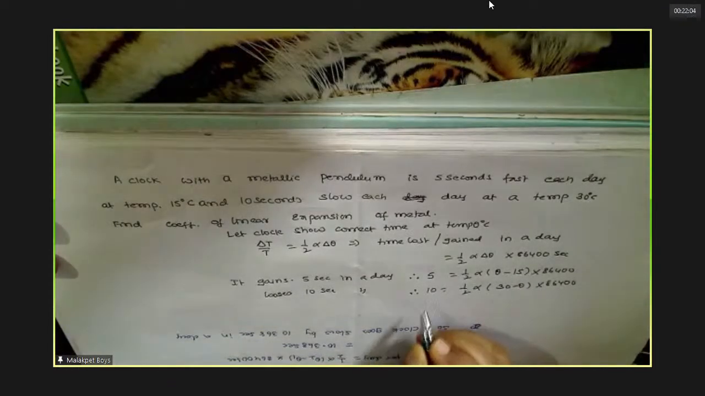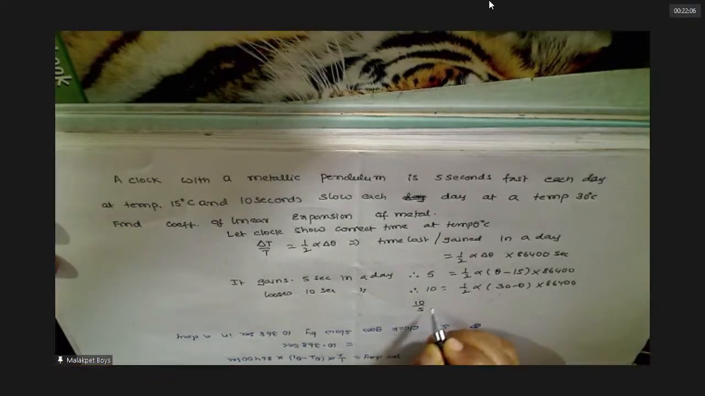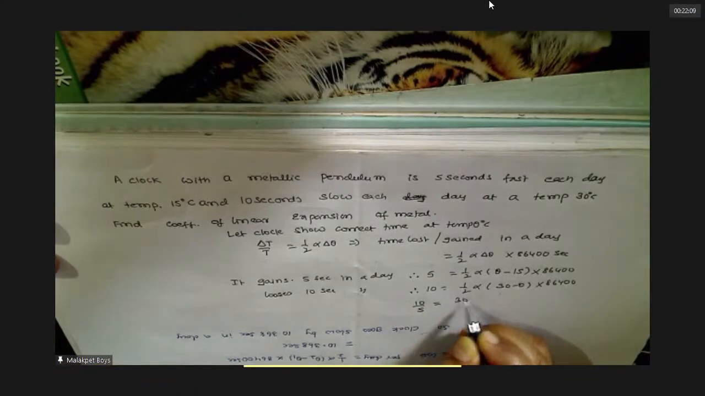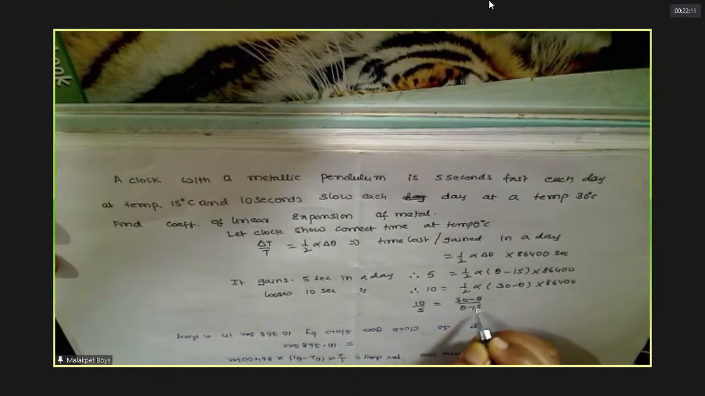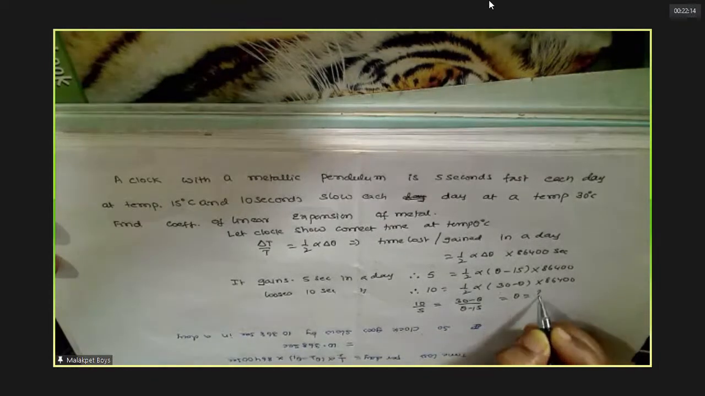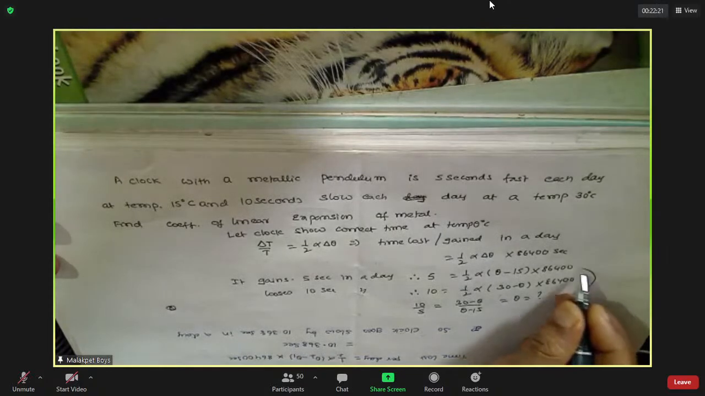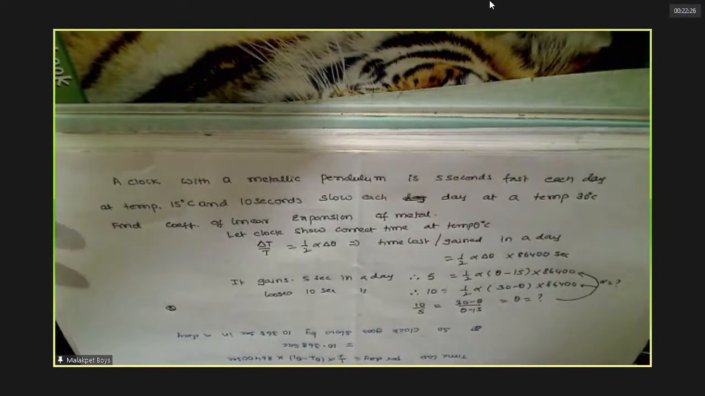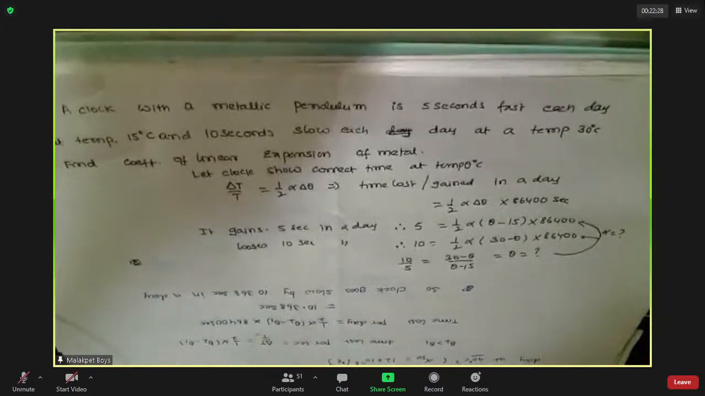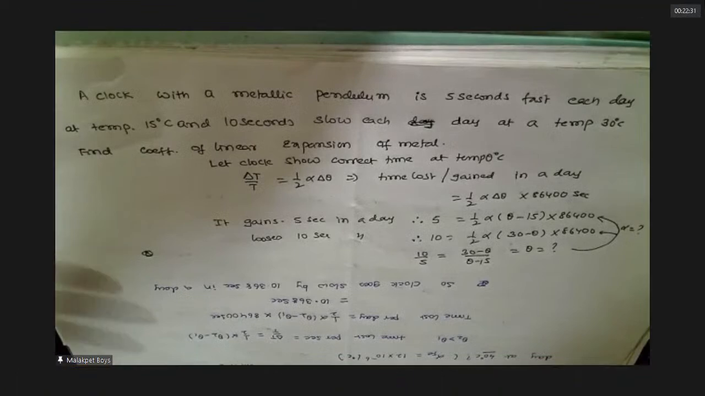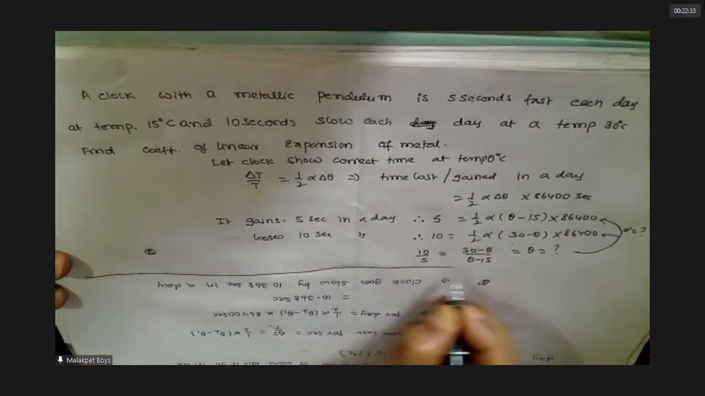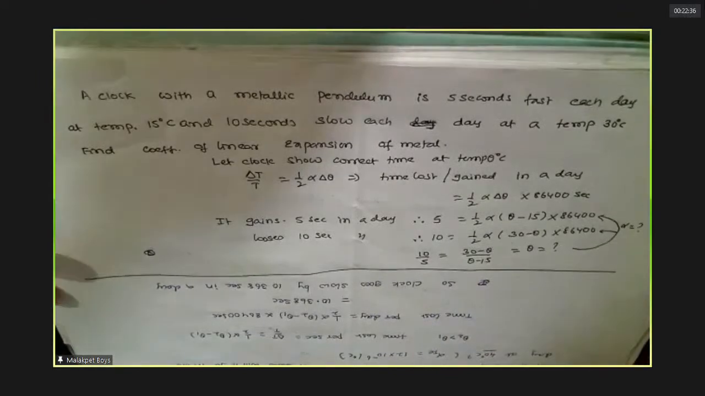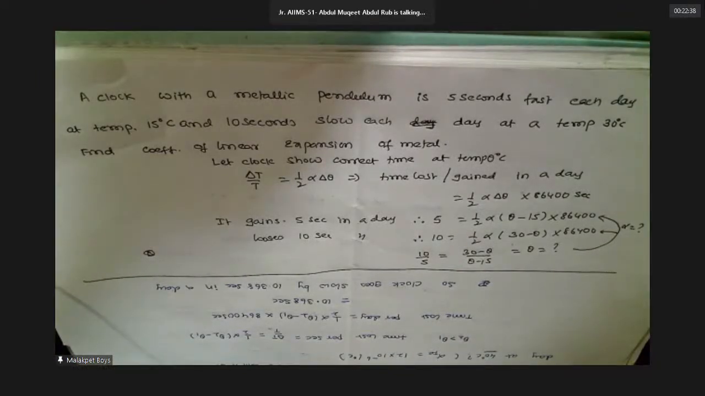Agreed or not? Just divide one by the other, you will get (30 minus theta) by (theta minus 50). You will get theta. Once you get theta in any one of the equations, you substitute, get alpha. This theta, either you put it here or here and get alpha. Understood what is being asked? Any doubt? No, sir.